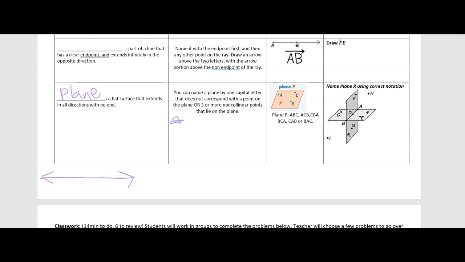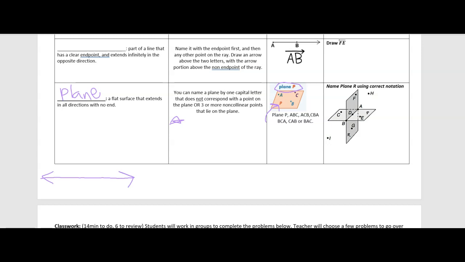Naming a plane, you can use just a single capital letter as long as that letter is not a point on the plane. So notice over here, this can be called plane P. That's because this P is not a point. Okay, so sometimes they'll give you one letter to name the plane by, but that will never be one of the points on the plane.